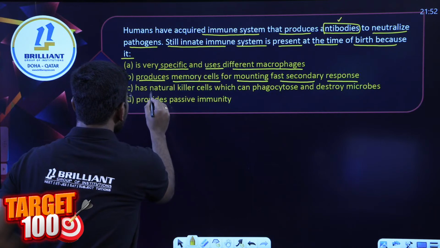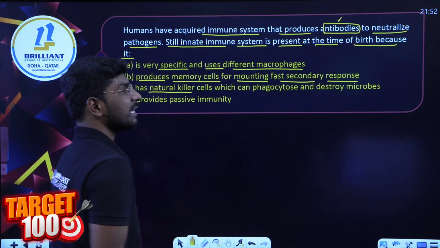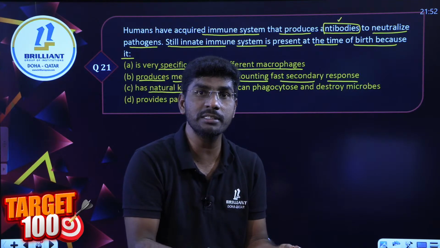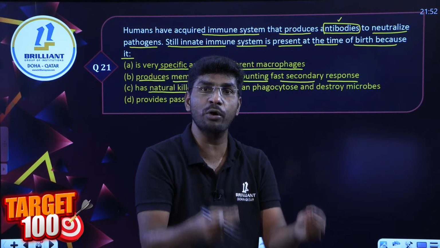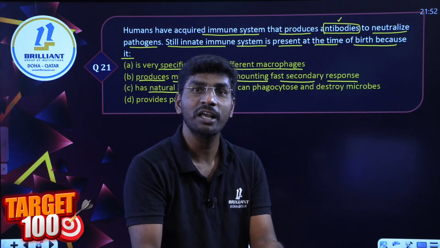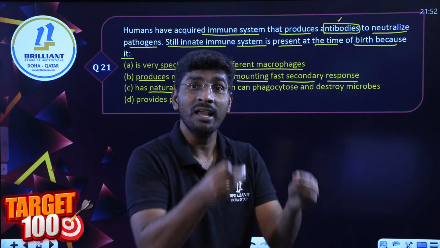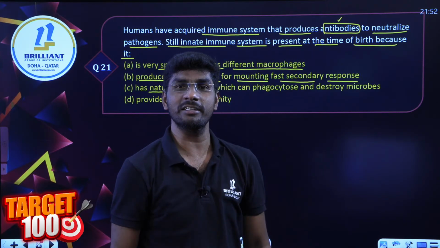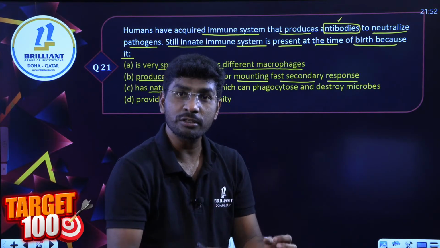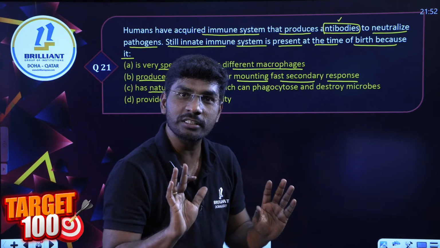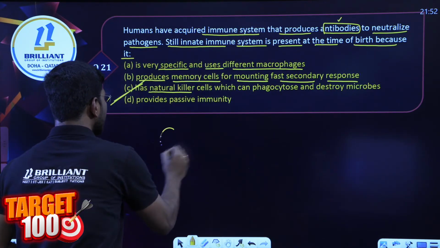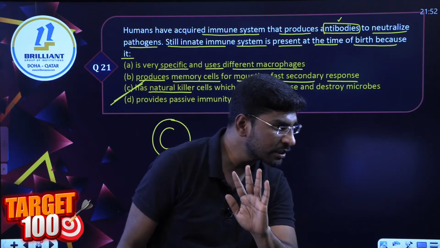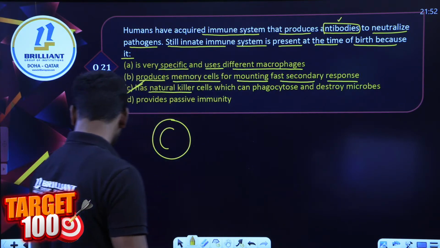Next, C. It has natural killer cells. Yes, NK cells, WBC, natural killer cells, phagocytes, macrophages, monocytes, these all are innate immune system cellular barriers. Phagocytosis, non-specific phagocytic cells. So I can go with option C. Done? Are you with me? Are you listening to me? Right. Next, Khalid, next question.